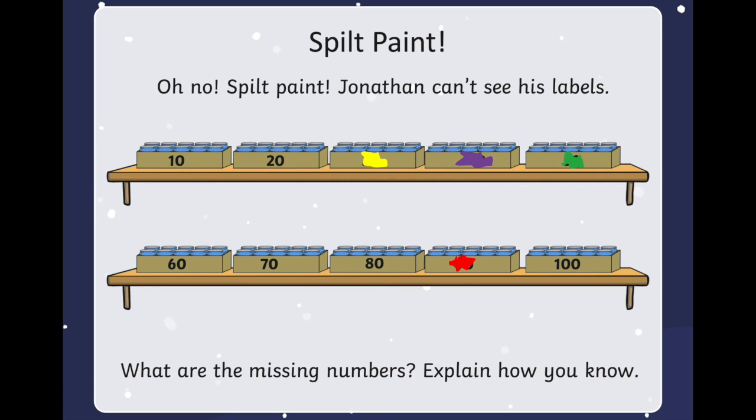Now we have one more challenge. We have to help Jonathan one more time. Let's count again and see if we can help him because he cannot see his labels. 10, 20. Well done, everyone. It's 30, 40, 50, 60, 70, 80. Oh, what's this one? What is 10 more than 80? That's right, it's 90. And finally, 100.